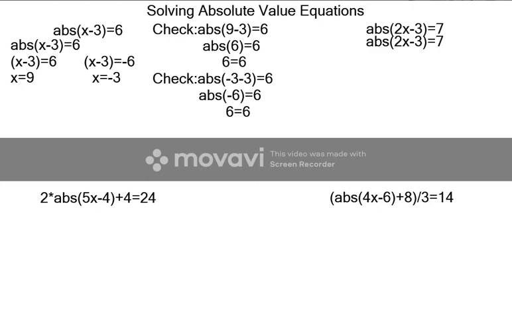So we have 2x minus, let's keep it in parentheses, 3 equals 7. And then our second equation, like I said before, 2x minus 3 equals negative 7. So let me just move this to here so it'll be easier.